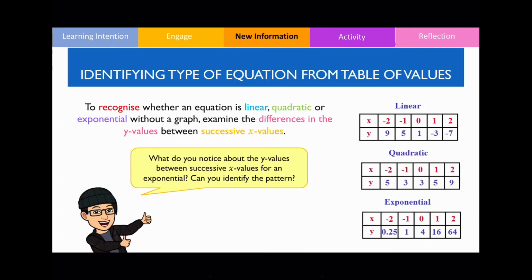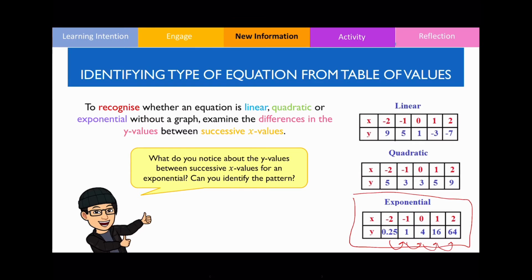Let's now look at the patterns and the relationships for an exponential equation. This over here is the table of values that models an exponential relationship. What I'm going to get you to do is closely examine what happens to the y values for each successive x value, so if you go on to the next x value essentially.